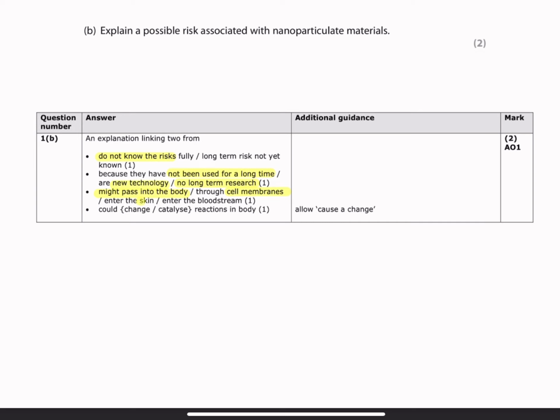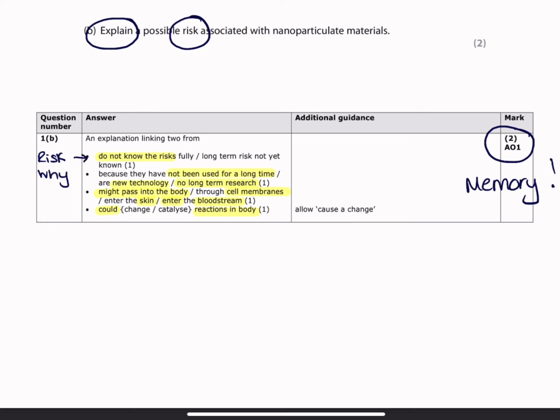The next one is passing through the body, through cell membranes, into the skin, into the bloodstream. And again, your reasoning can then be because you could catalyse or change reactions in the body. You've caused a change. And over here, I've circled 2 marks and AO1. I just want to highlight that this tends to mean memory. You won't say that it's AO1, but a lot of the questions in an exam, especially the start-off questions, are based on memory. If you didn't know that, it would be quite hard to guess it, I guess.